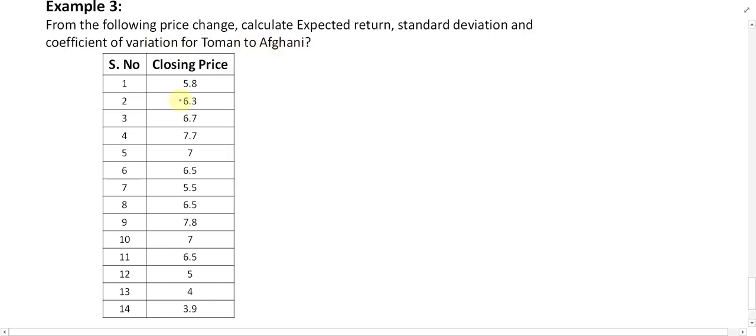See, in this example, there is no return as well as there are no probabilities. But we have only the price change in the market. If this is so, that you have only the price change, but you don't have the return as well as you don't have the probability, you can still find out the expected return, the standard deviation, as well as the coefficient of variation, right?